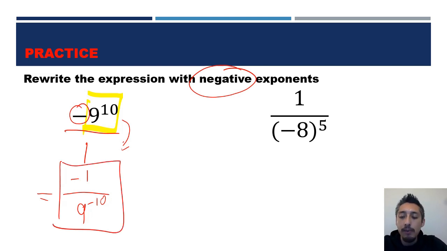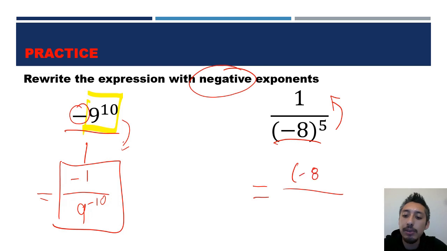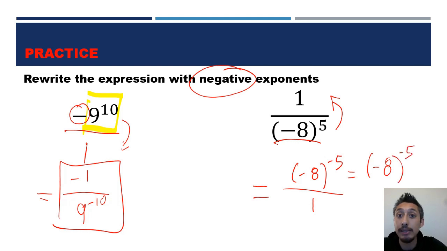For the second example, we have 1 divided by parentheses negative 8 to the power of 5. Again, we want that 5 to be a negative exponent, so we need to move that 5, that exponent, and the base, which in this case, because of the parentheses, is negative 8. All of that is going to move to the top, to the numerator. That means that our final answer should be a fraction with parentheses negative 8 to the power of negative 5 in the numerator and a 1 in the denominator. Because we have a 1 in the denominator, we could technically ignore it because anything divided by 1 is itself. Our final answer here is going to be parentheses negative 8 to the power of negative 5, and that's it.